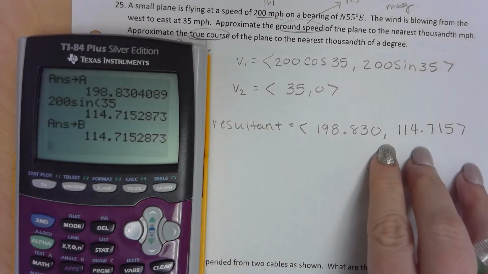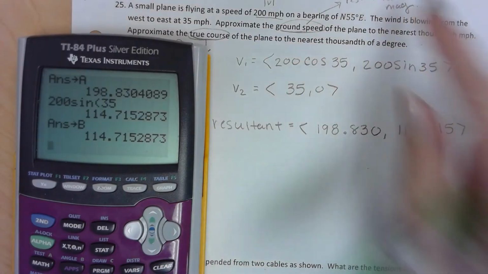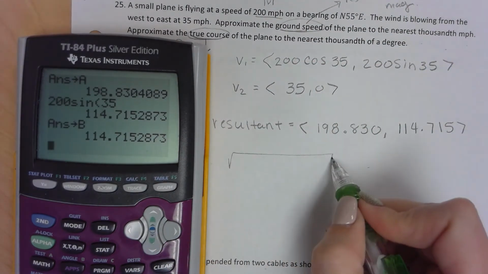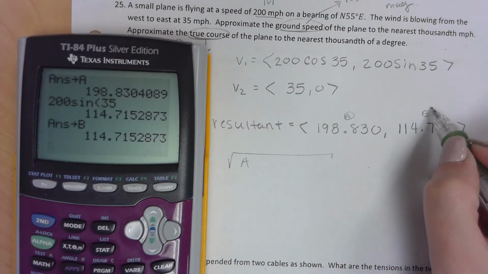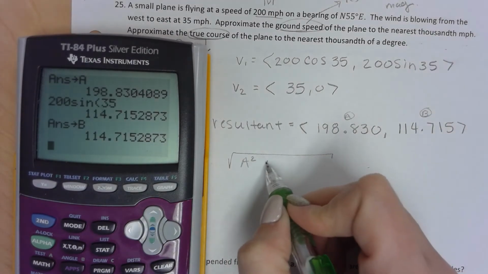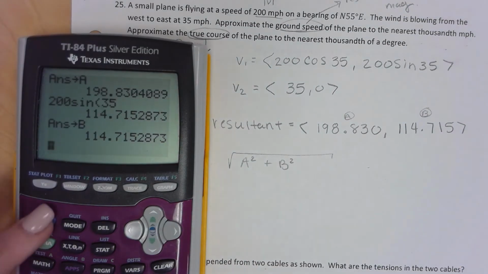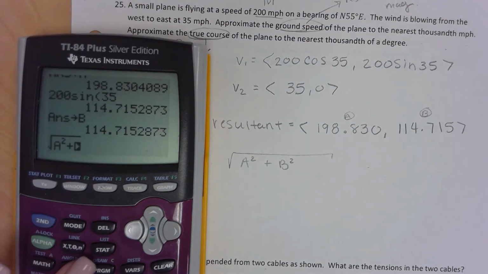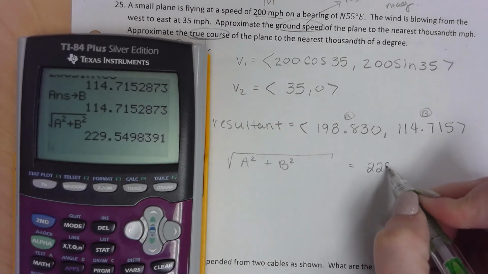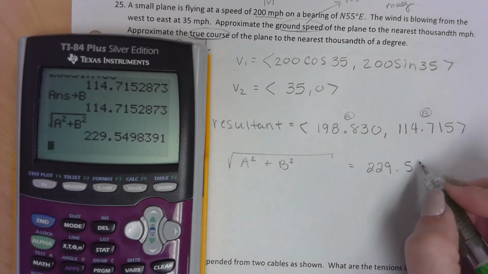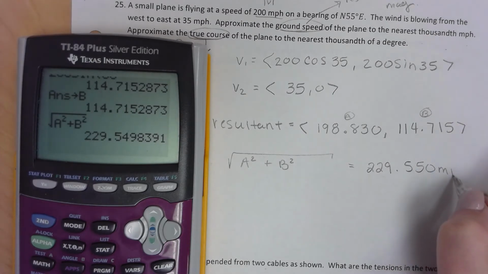Now that we have our resultant, we can find the ground speed because that would be the magnitude. So the ground speed is going to be from the magnitude. I stored this in A, I stored this in B. So the square root of A squared plus B squared would give us 229.5. Rounds up, 550 miles per hour.